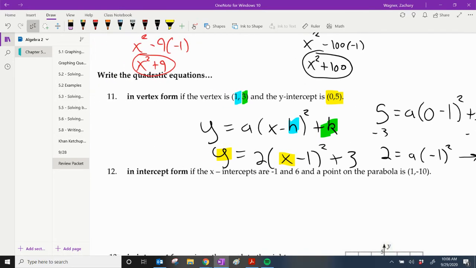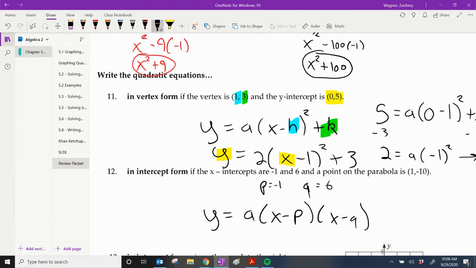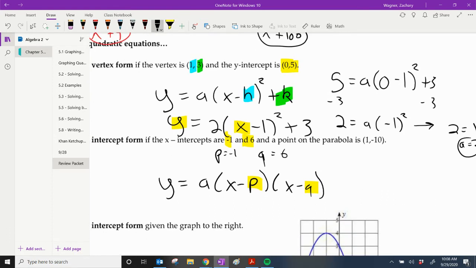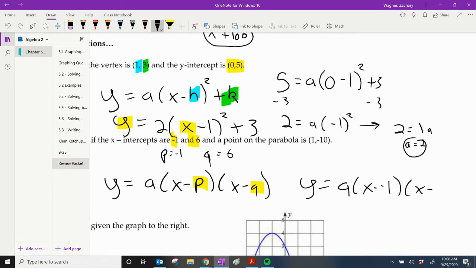From there, write it in intercept form if the x-intercepts are -1 and 6. So my p value is -1, my q value is 6. When you're creating intercept form, you need to solve for these three variables, y equals a times x minus p times x minus q. a is what we'll be solving for. Your intercepts go right here. And make sure you're subtracting them. What that relates to is a times x minus a -1, which is going to turn to plus, and x minus 6. y equals a times x plus 1, x minus 6.